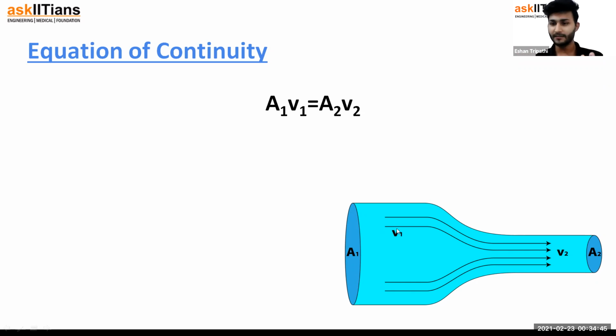Will it travel faster at point 1, like, will V1 be more? Or will it travel faster at point 2, or V2 will be more? What do you think? What's your intuition? Imagine, if a pipe becomes thinner, will the liquid travel faster or will it travel slower?